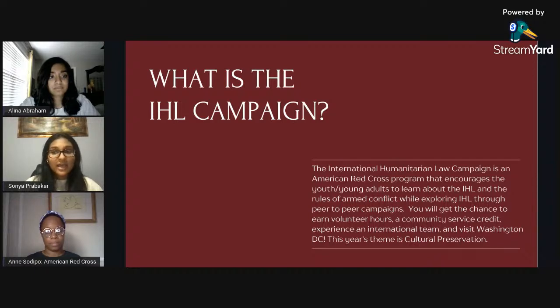Through this, you will get a chance to earn volunteer hours, which you can plug into your Red Cross Volunteer Connection, a community service credit. You could get the chance to experience an international team, and you would get the chance to visit Washington, D.C. on a fully funded trip. The theme for this year is cultural preservation.